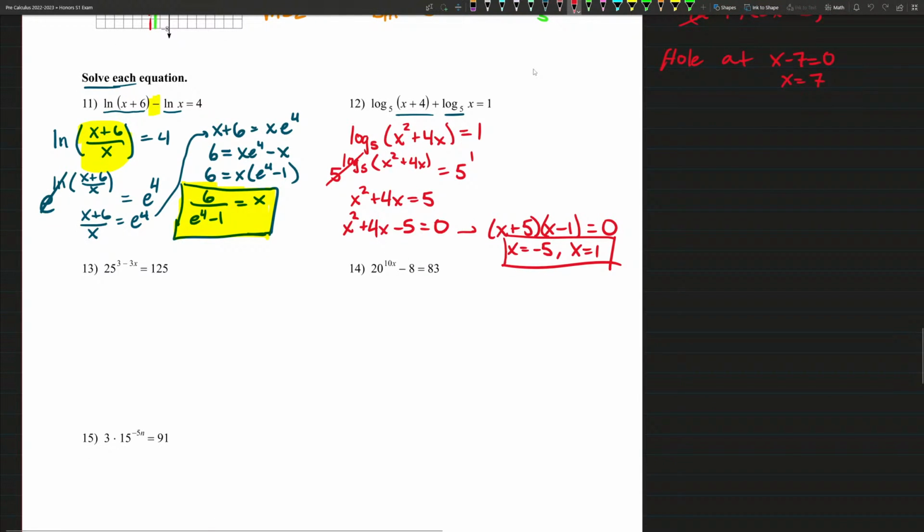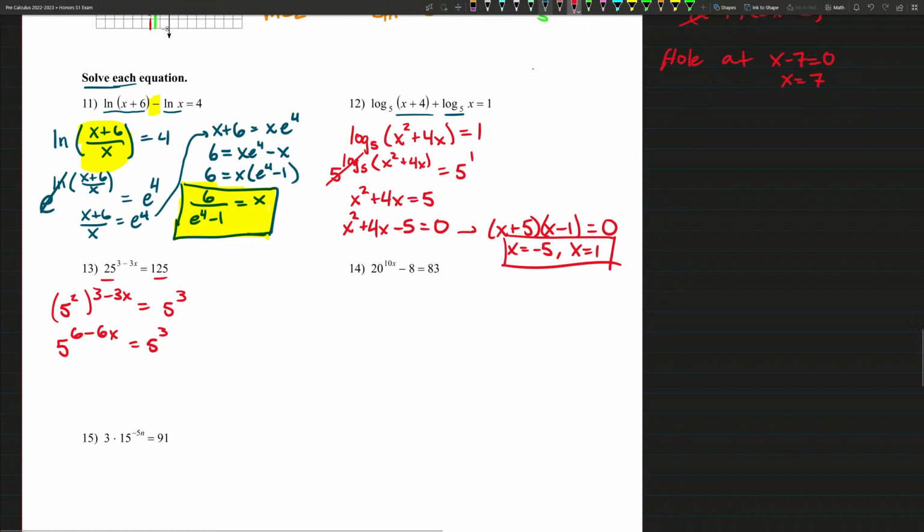On 13, you can do this using logs if you want to, but you don't actually need to. I see a common base on both sides, so 5 to the power of something. So I can rewrite 25 as 5 squared, that's being taken to the power of 3 minus 3x. 125 is 5 cubed. So this is 5 to the power of 6 minus 6x is equal to 5 cubed.